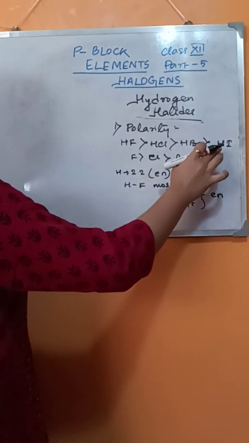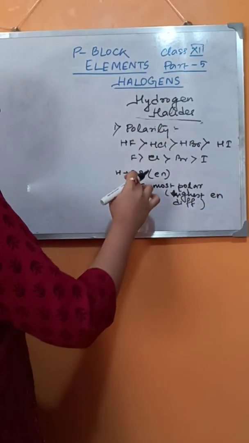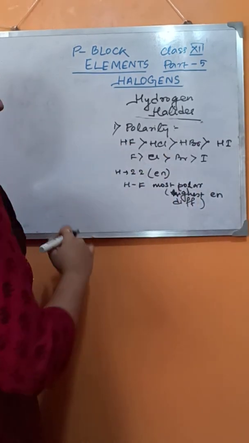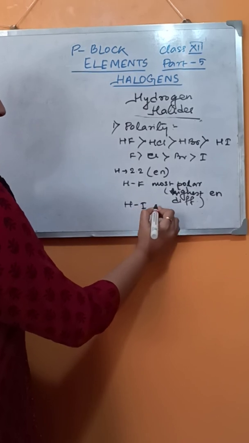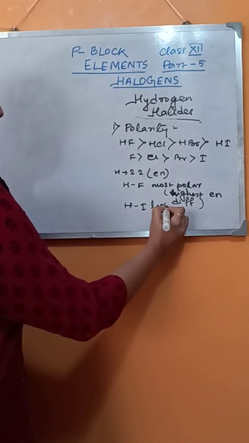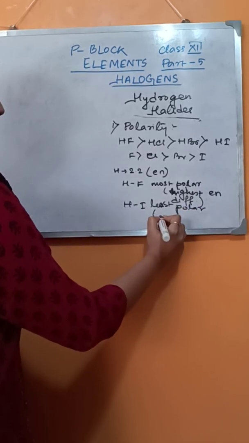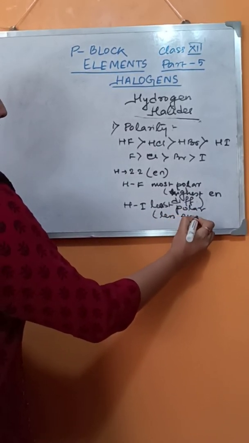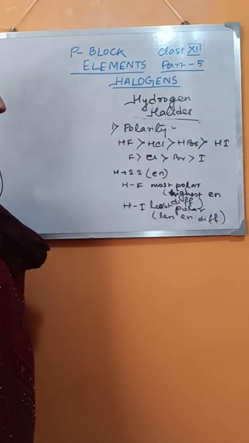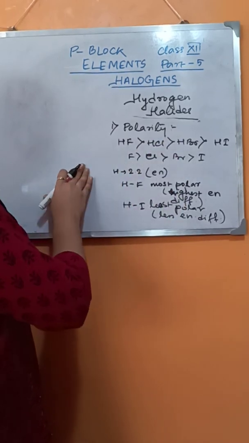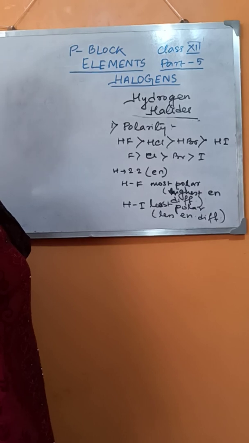In case of iodine and hydrogen, the electronegativity difference between hydrogen and iodine will be the least among all the hydrogen halides. So the HI bond is least polar due to less electronegativity difference. Okay, so this is the polarity order, that HF is most polar and HI is least polar.